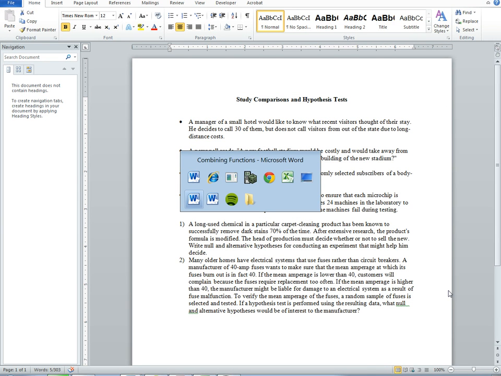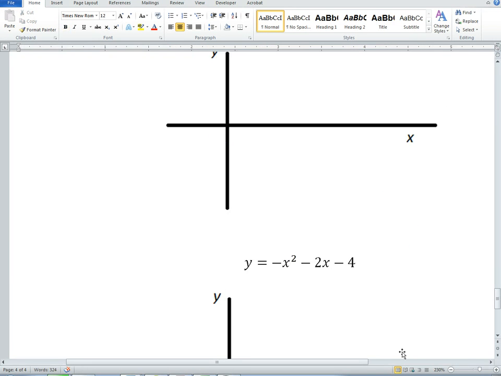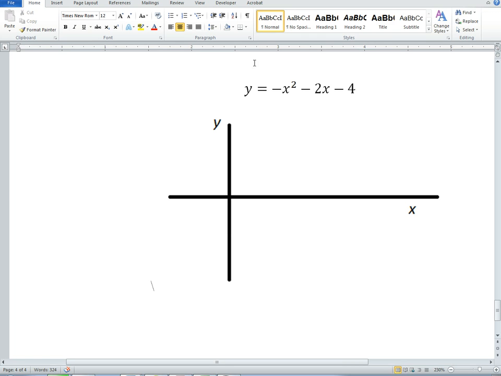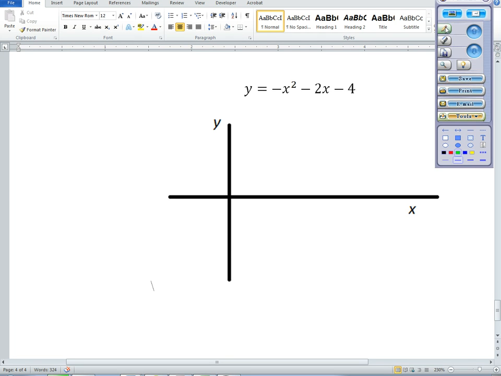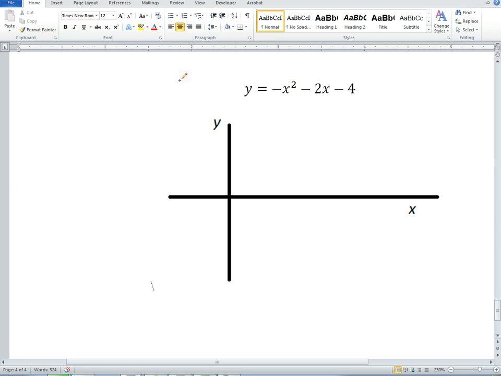Let's see here. Let me get to the right document. So next one, let's look at this guy where all the parameters are negative. And by parameters, I mean the values of a, b, and c. So here we have a value is negative 1. Put a 1 there. My b value is negative 2. And my c value is negative 4.